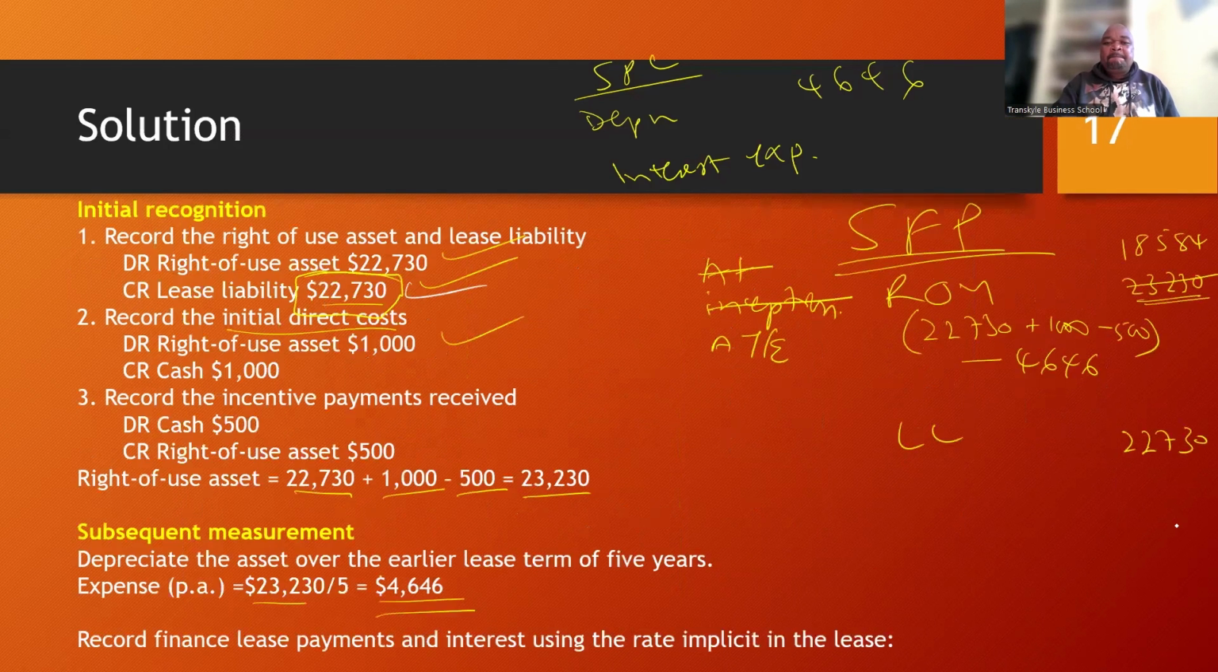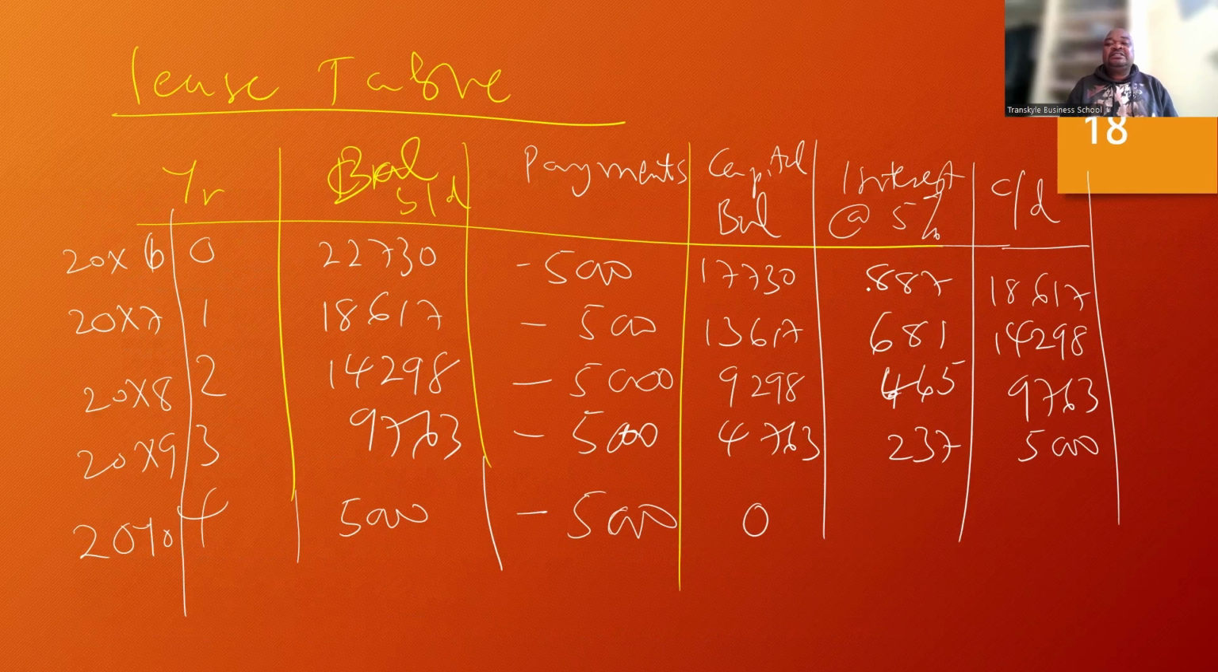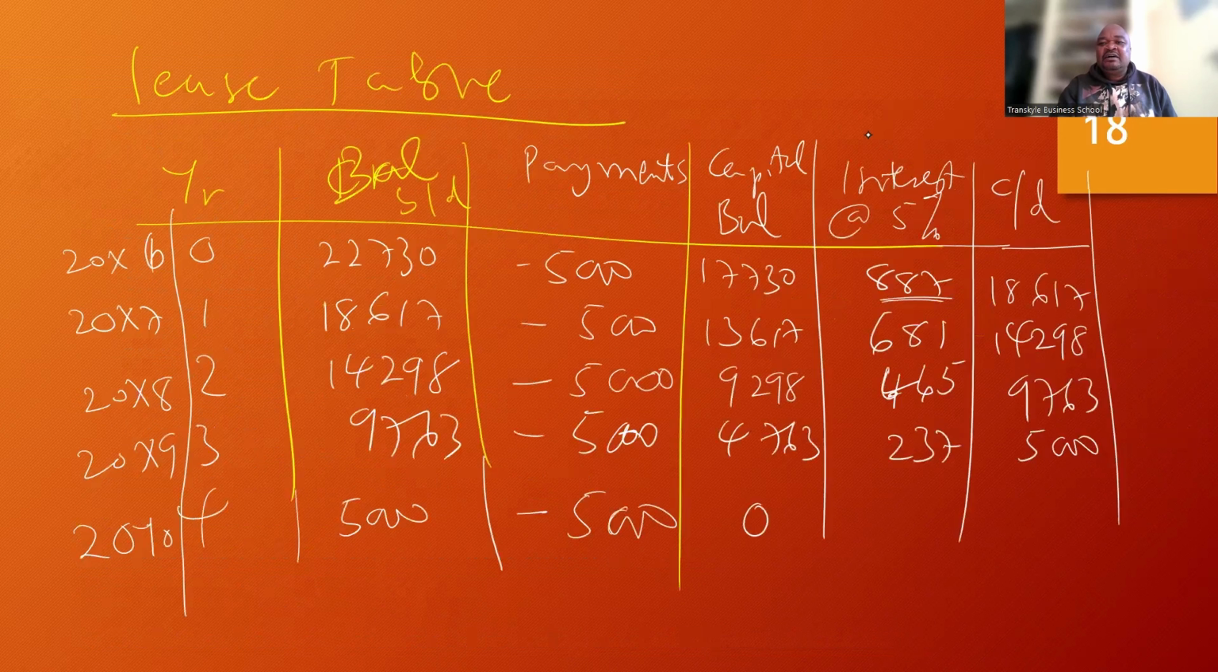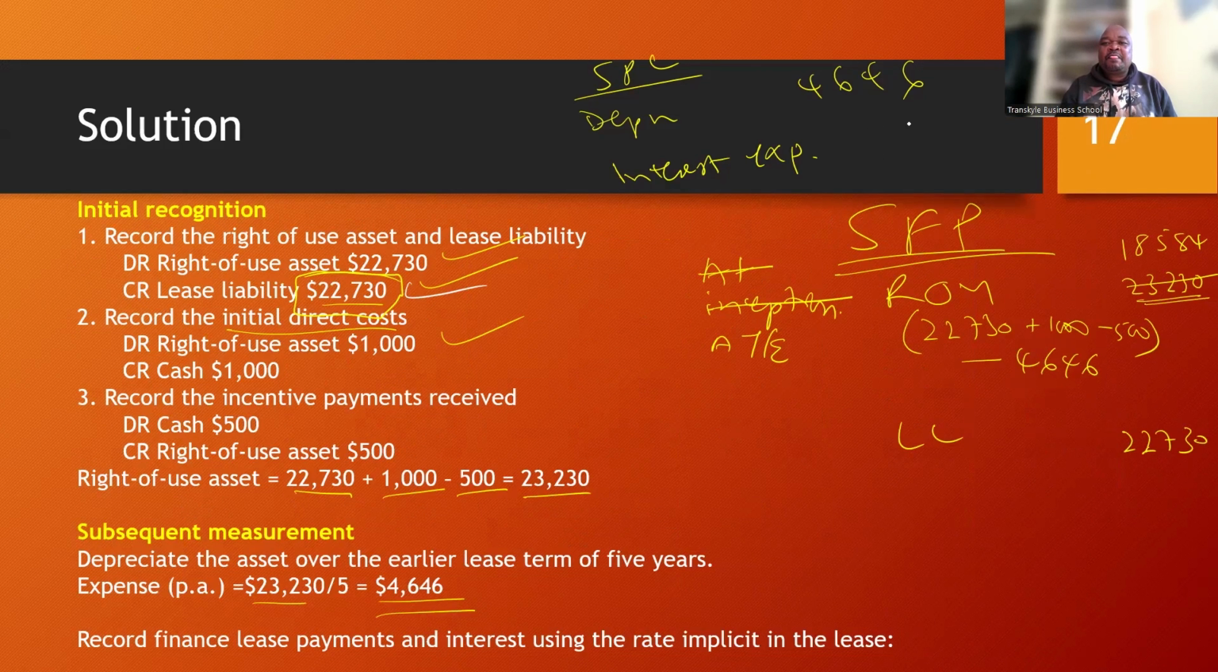So how do we determine the interest expense? What is the interest expense for year 1? The interest expense for year 1 is this one. This is the interest expense for year 1. So the interest expense was 887. It is under that category for financing activities. Okay, financing activities.